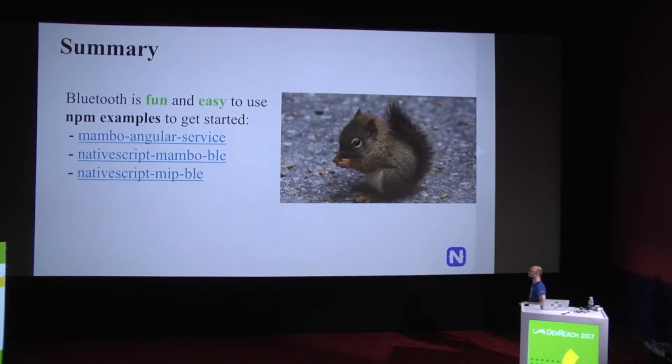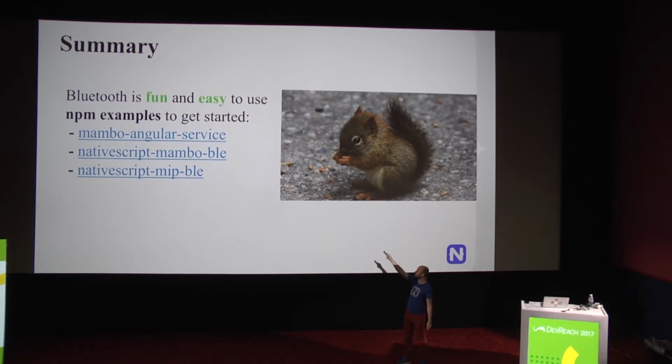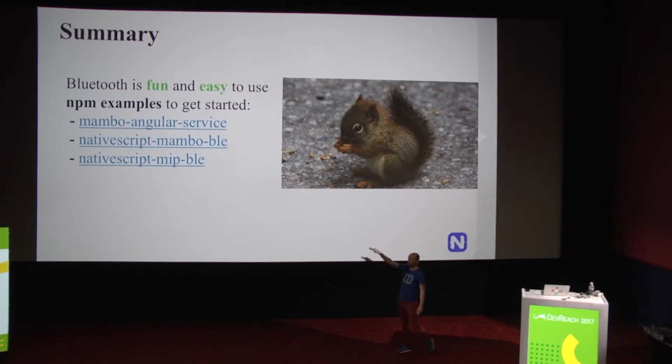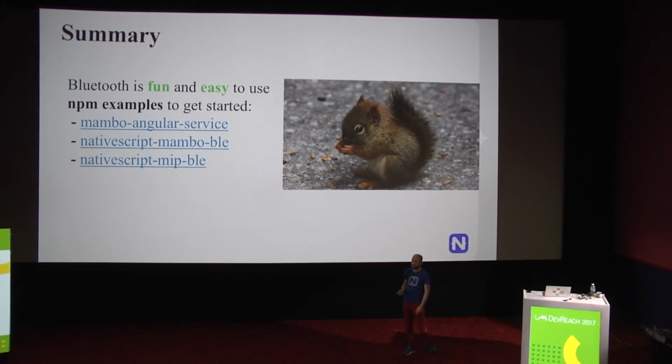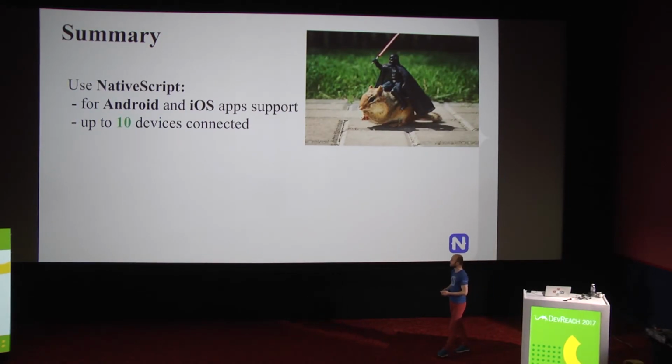So, the summary. Playing with Bluetooth is actually quite fun and quite easy, like I was showing you. I was able to control the robot in less than 5 minutes. There's a bunch of examples you can use from the services I created. Of those 3, the Mambo Angular service is just for the web. The other 2, for the Mambo and the Meep, are just for NativeScript. So you can go and check the code. Also, there are some differences worth knowing.